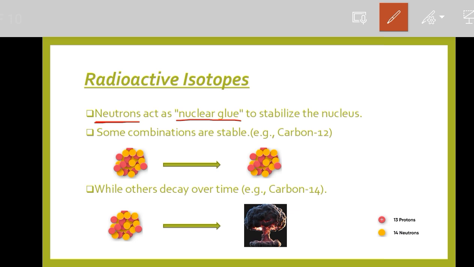But in some cases, the combinations are stable, like in carbon 12. So if the combination is stable, the nucleus exists and stays, while others decay over time. Some combinations are unstable, so they blast or decay over time.